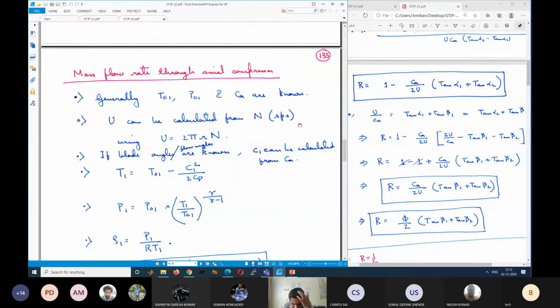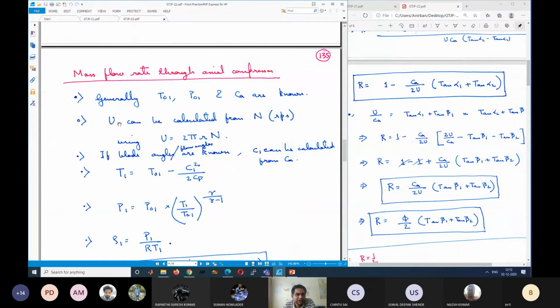Generally on the upstream side of an axial compressor, you will know the overall temperature and pressure from the diffuser or from the inlet. If it is ambient, there is no diffuser, so T01 is equal to TA, ambient temperature, and P01 equal to PA, ambient pressure. Generally, T01 and P01 are known. And CA is a fixed parameter based on design: what is the maximum limit of CA to keep the flow below the subsonic region?